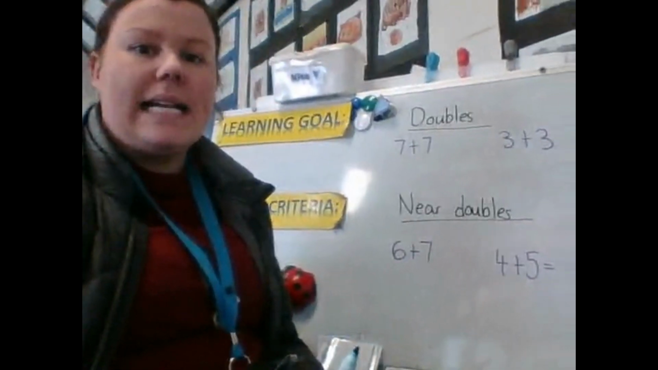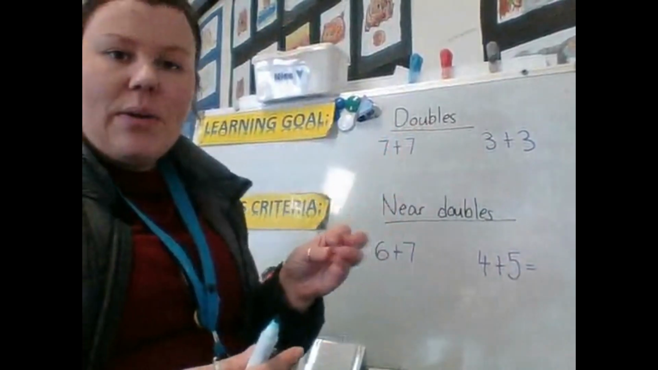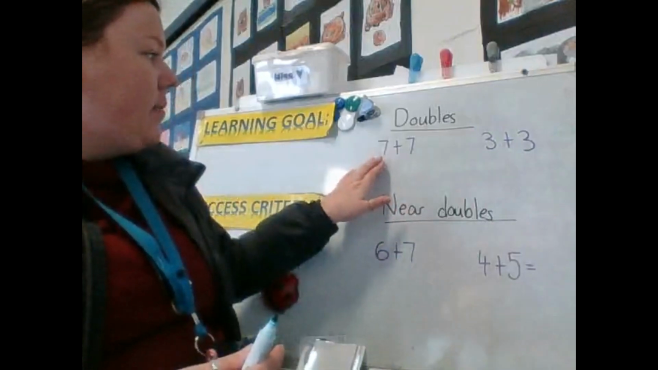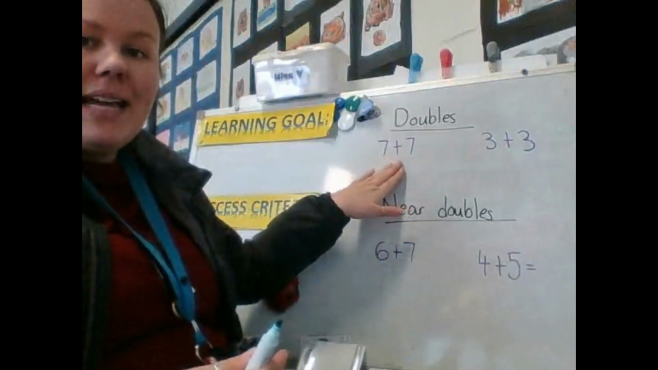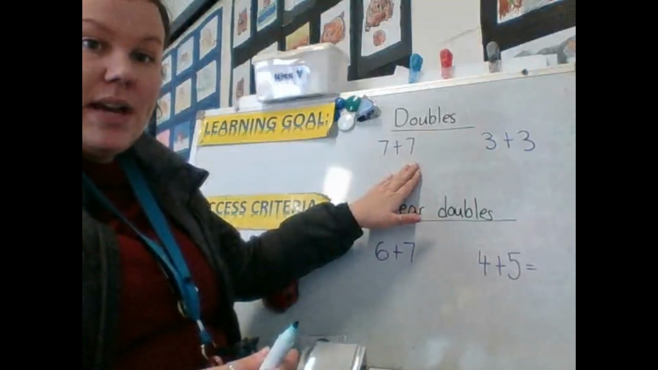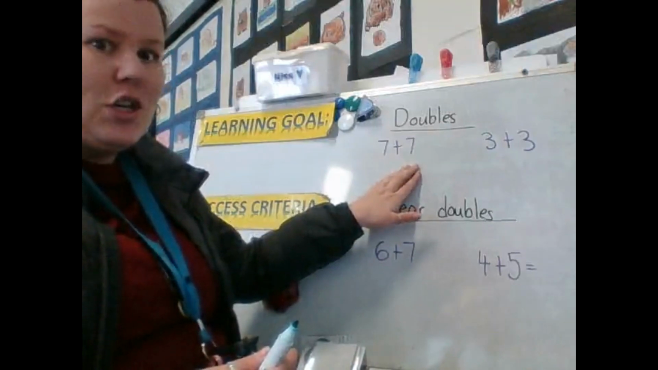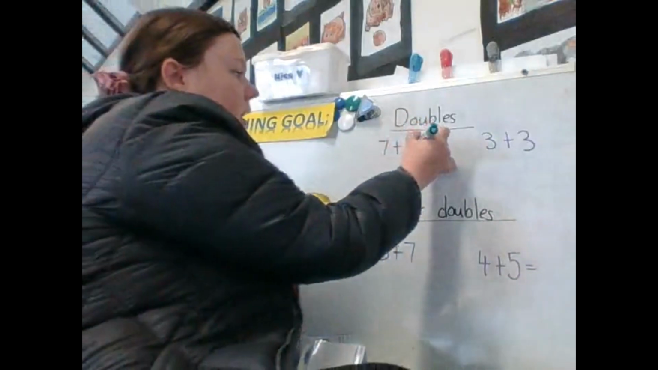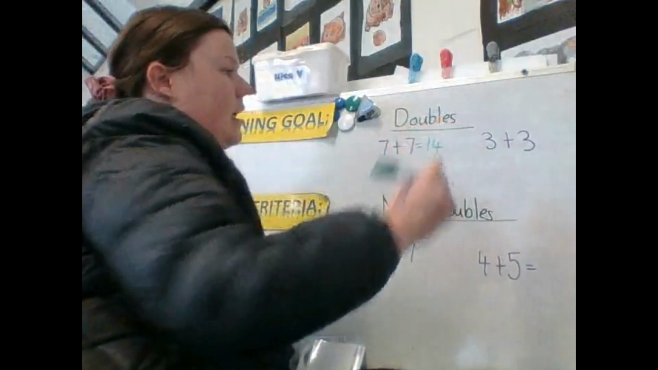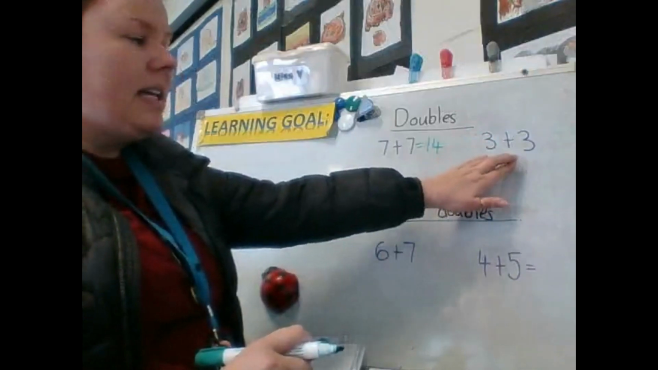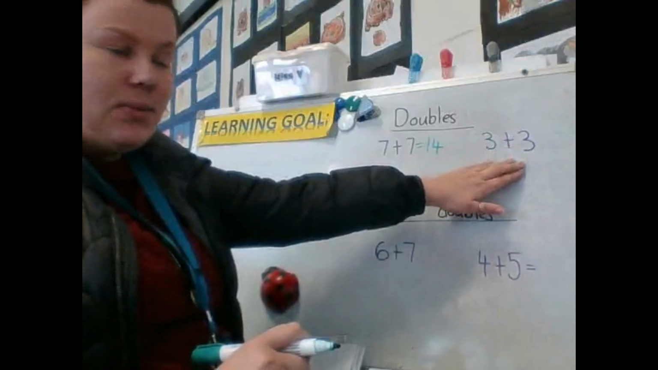Another mental strategy that's really useful is our doubles and our near doubles. So doubles are when we have two of the same number twice. So we have the number 7 and 7. So 7 plus 7. Doubles should be numbers that you're able to add really quickly in your head because they're numbers or answers that you can sort of memorize. So I know that 7 and 7 is 14. Over here, I have another set of doubles, 3 and 3. So I need to know what 3 plus 3 is, the same number twice as a double, and that is 6.